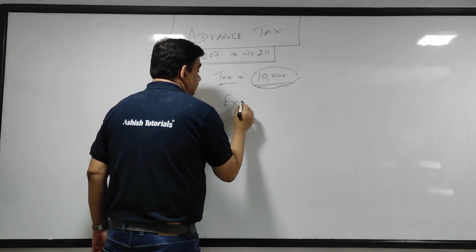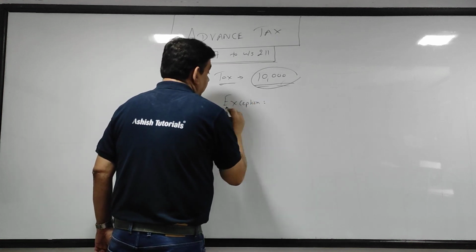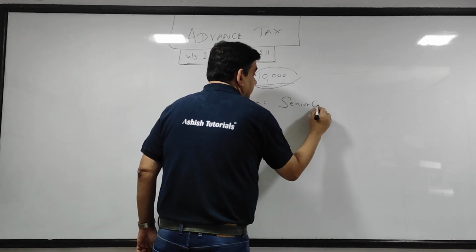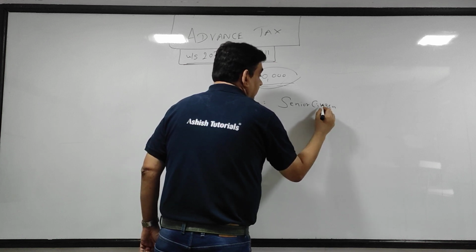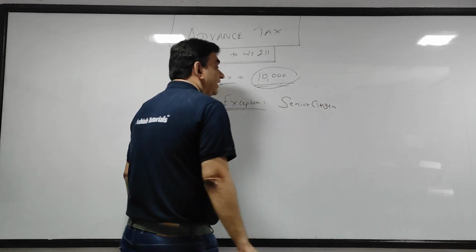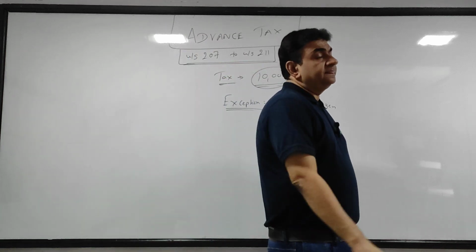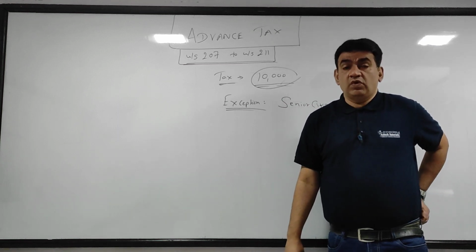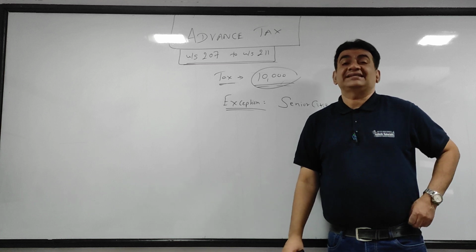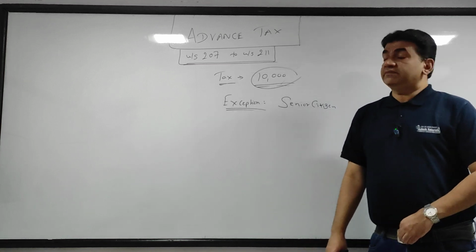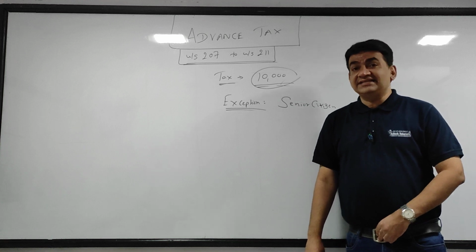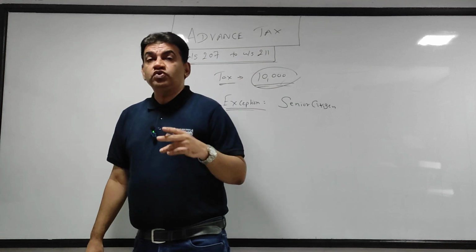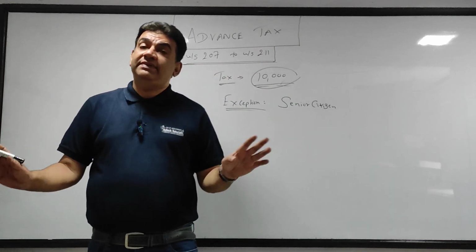What is that exception? The exception is if you are a senior citizen. If you are a senior citizen, you all know very well, we have done in multiple sums. If the person is of 60 years or more, then you will be called a senior citizen. Senior citizen means automatically super senior citizen or very senior citizen above 80 is also included.